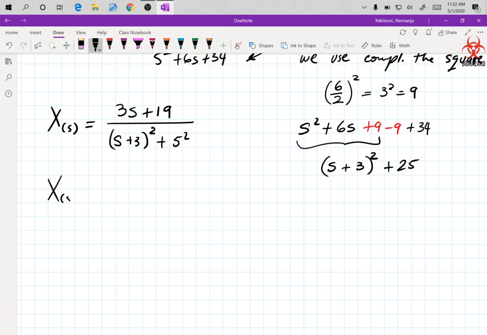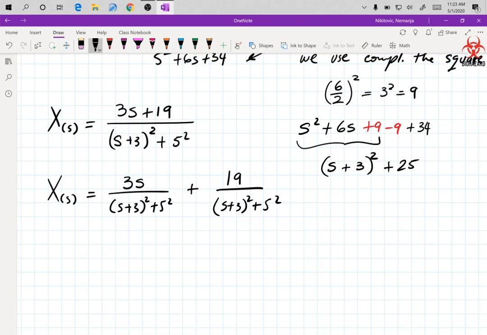So now when I split this into two fractions, I get 3s over (s plus 3) squared plus 5 squared, plus 19 over (s plus 3) squared plus 5 squared. And you know that one with the s works out to be cosine, one with the number on front works out to be sine. You just have to be careful with those coefficients, right? So those are the forms.